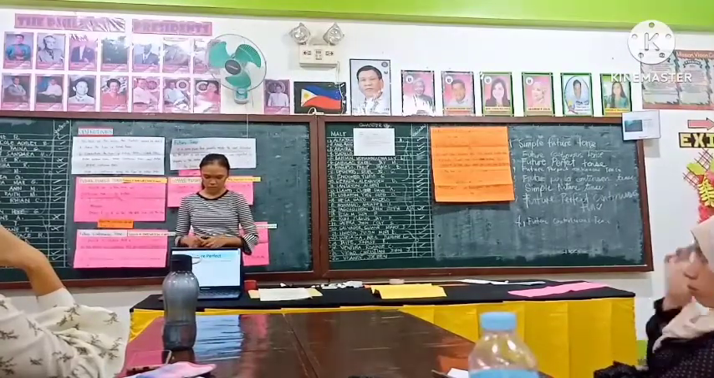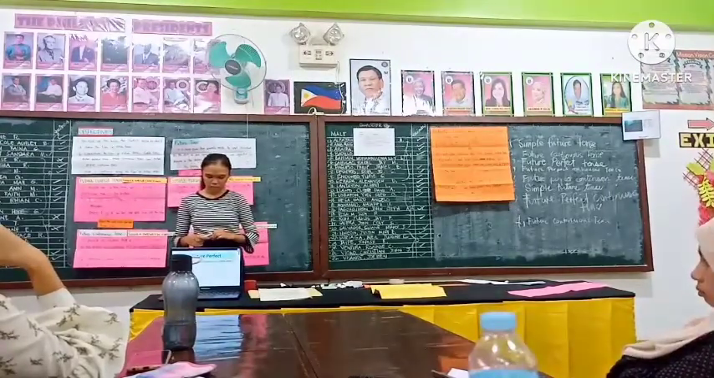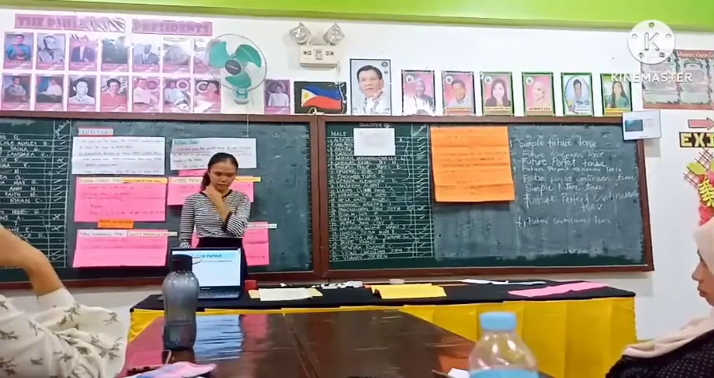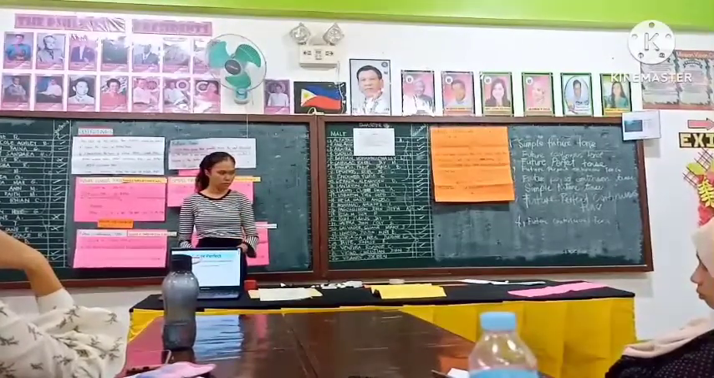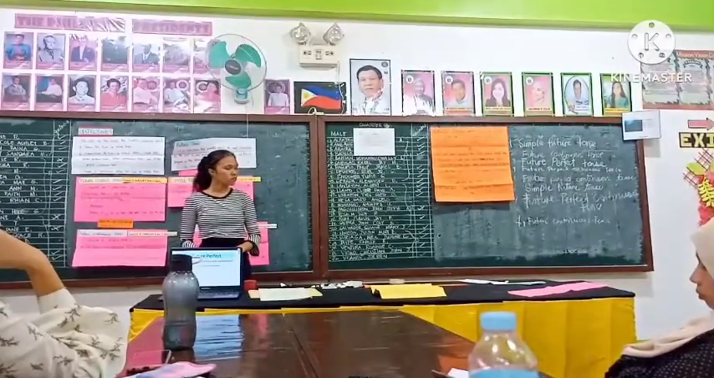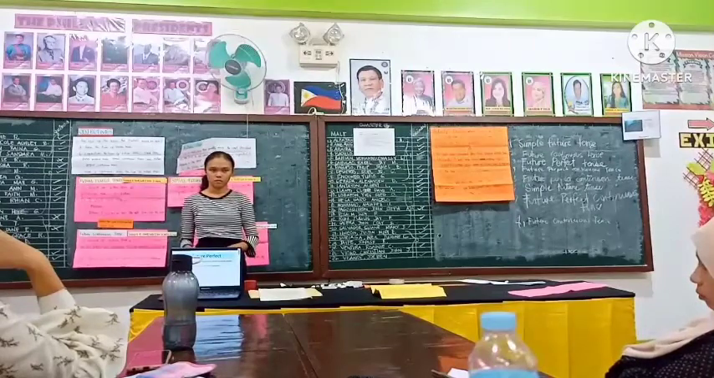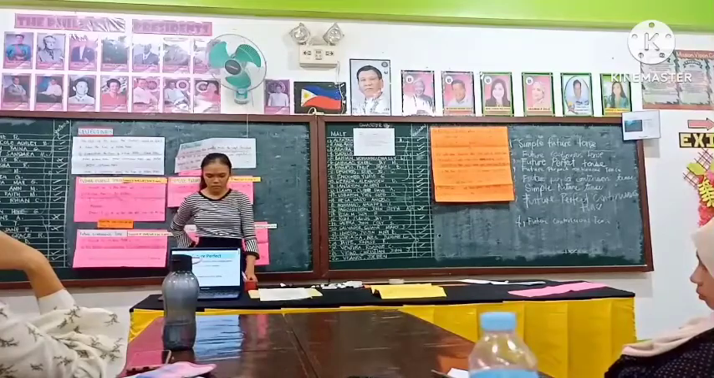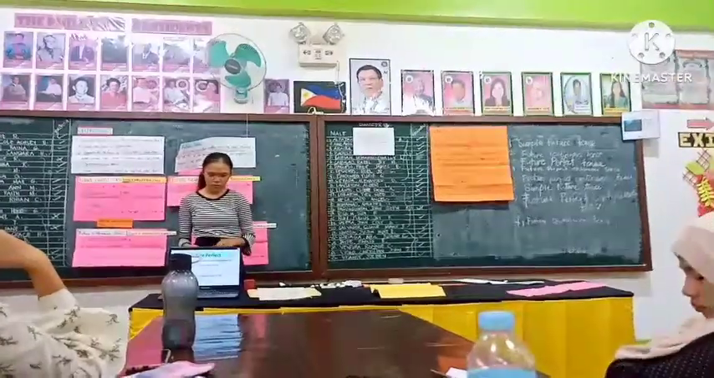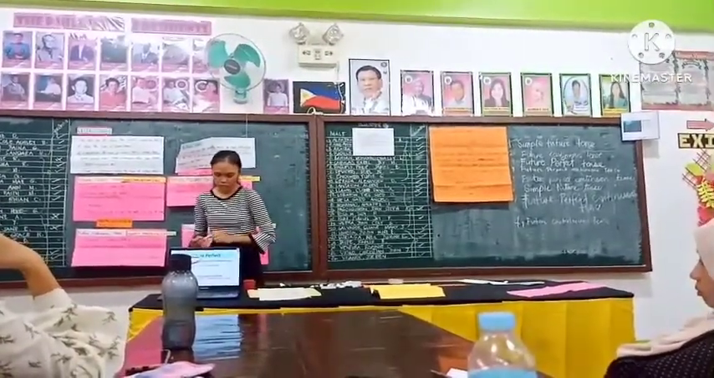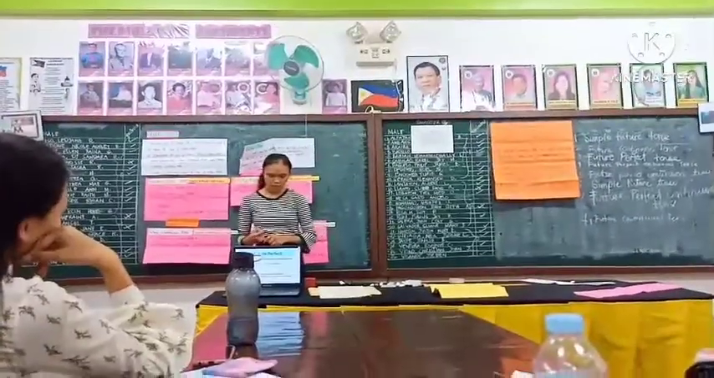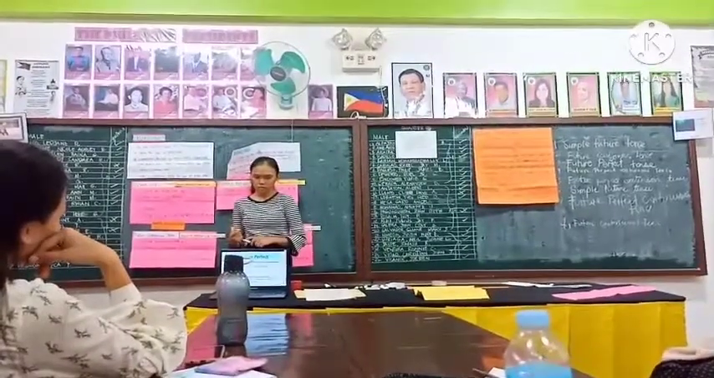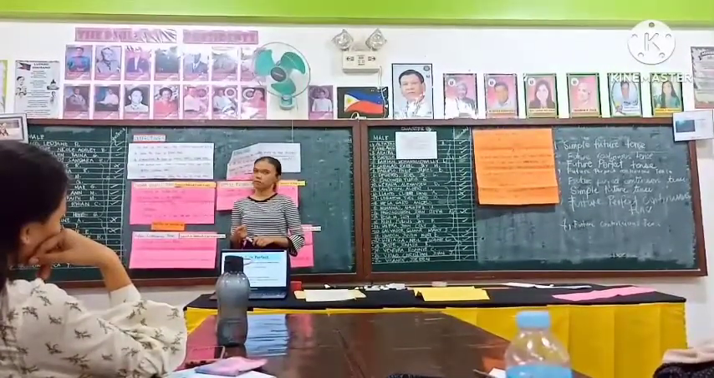Future perfect. This tense is used to describe an action that will be completed before a specified time. The structure is subject plus will have plus a verb past participle. For example, I will have finished my homework by tomorrow evening. She will have worked as a teacher for 3 years by the end of this year. They will have arrived in China by now.